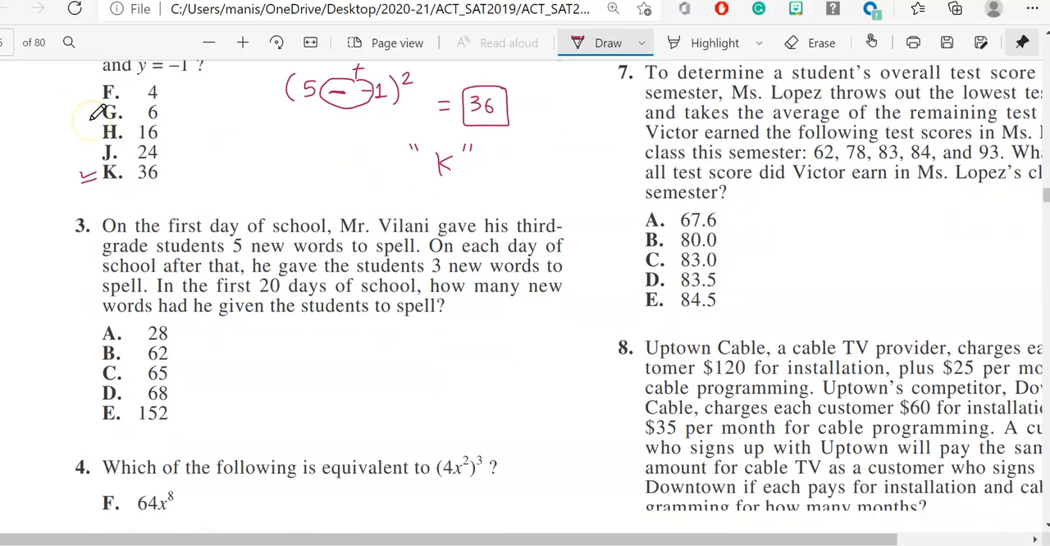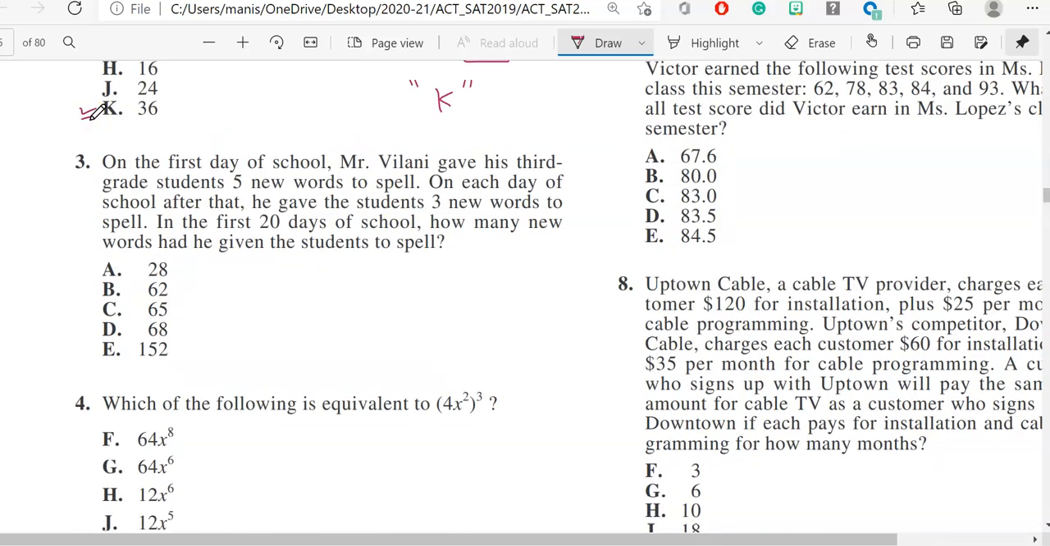Let's move to question number 3. On the first day of school, Mr. Villani gave his third grade students 5 new words to spell. So this means on day 1, there are 5 words. On each day of school after that, he gave the students 3 new words to spell. In the first 20 days of school, how many new words did he give the students?